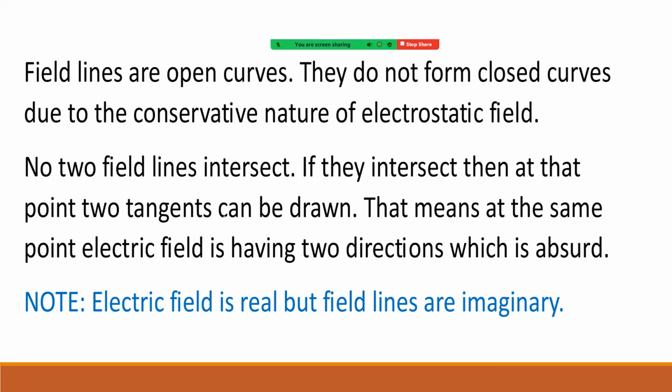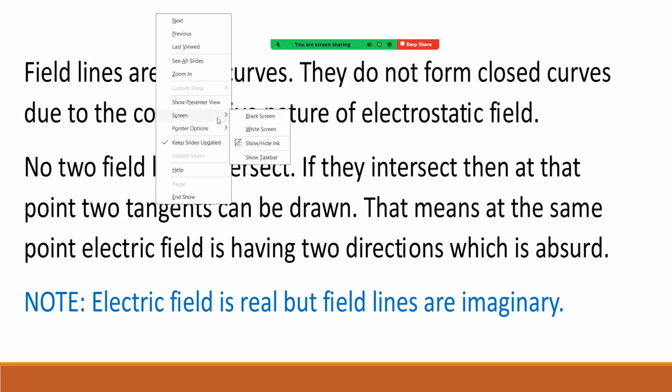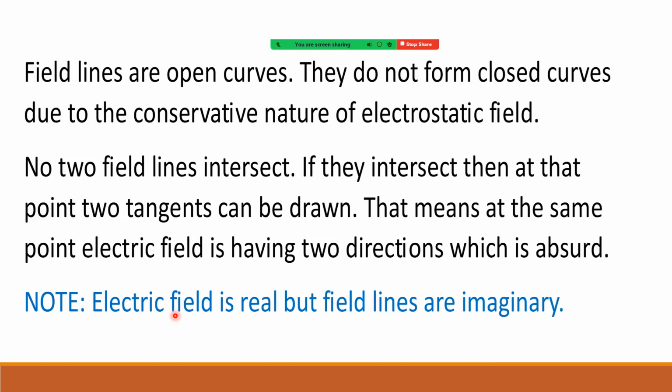This is one more field line. If they intersect, what happens? One tangent comes along the yellow line, and one tangent comes along the blue line. Means at the same point, electric field having two directions. And that is not possible because at a point, field has only one direction. That's why no two field lines intersect each other. And the next important point which we have discussed: electric field is real, but field lines are imaginary.